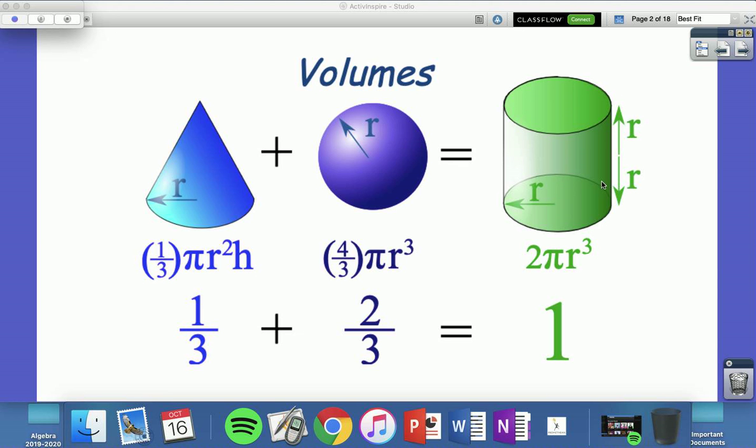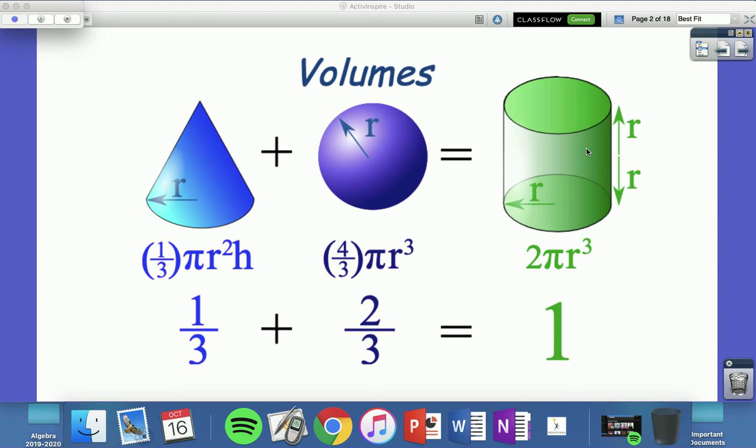and cylinders. There's a very special relationship between the volumes of these three shapes. A cone and a sphere together is equivalent to the volume of a cylinder with the same dimensions. So we have to remind ourselves what volume is.